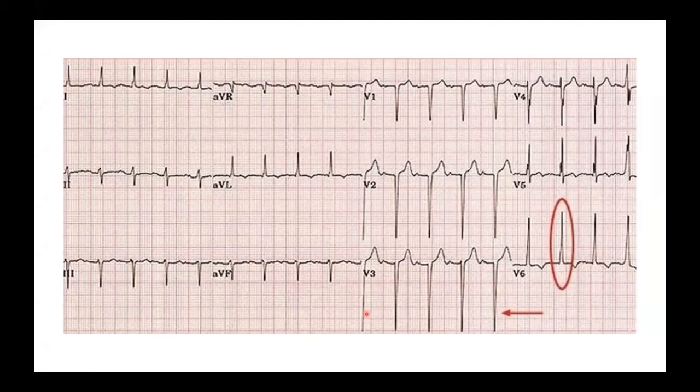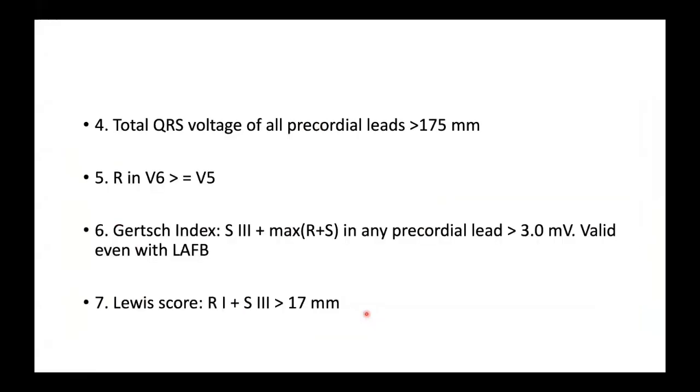left ventricular hypertrophy. So Romhilt-Estes is a criteria which you should all know. Sometimes they ask what is the total QRS voltage to call it LVH. If you look at all the precordial leads and sum all the QRS voltages, if it is more than 175 mm, it is suggestive of LVH.